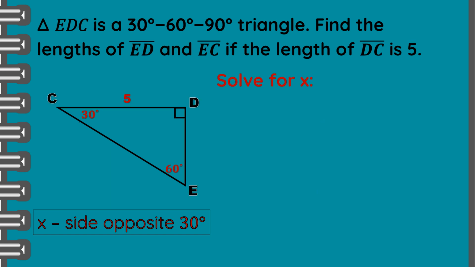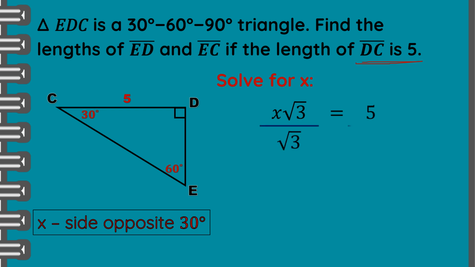Triangle EDC is a 30, 60, 90 triangle. Find the lengths of segment ED and segment EC if the length of segment DC is 5 units. Based on the given, segment DC is the longer leg. Therefore, we first need to solve for the value of x. In a 30, 60, 90 triangle ratio, the longer leg is equal to x square root of 3. Since segment DC is the given and that is the longer leg, which is 5 units long, we can have the equation x square root of 3 is equal to 5.